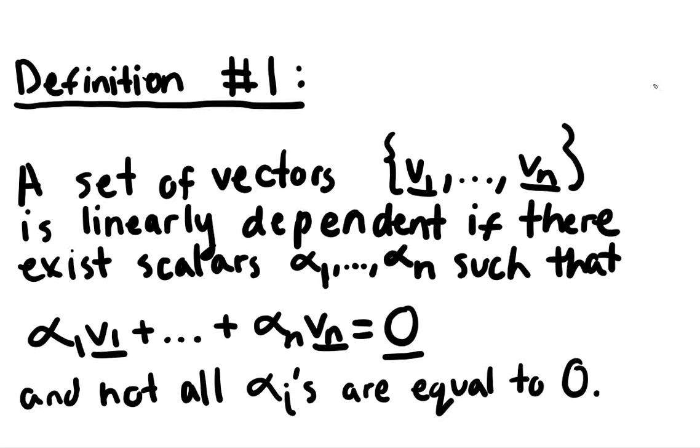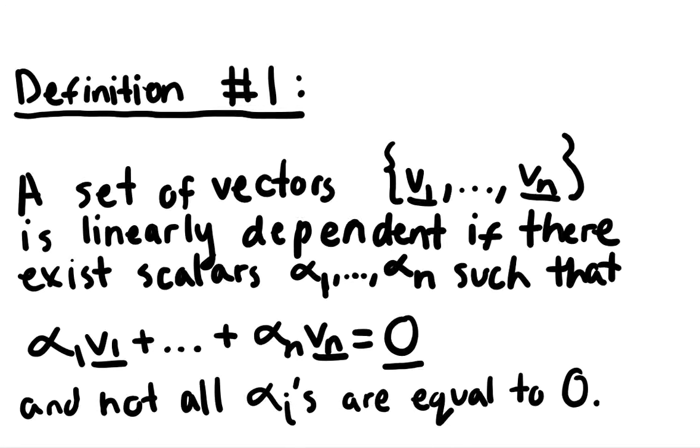A set of vectors v1 all the way to vn is linearly dependent if there exist scalars alpha 1 all the way to alpha n such that alpha 1 times v1 all the way to alpha n times vn equals the zero vector, and not all of the alpha values are equal to 0. So basically, we're interested in finding out if there's some linear combination of the vectors v1 to vn such that it equals the zero vector and not all of the alpha values are equal to 0.